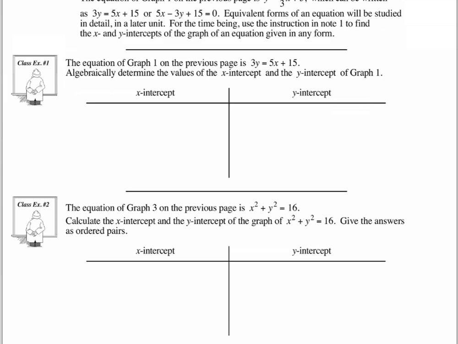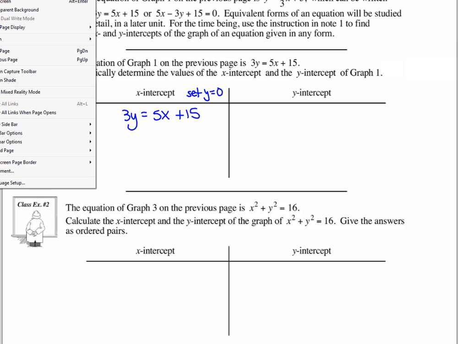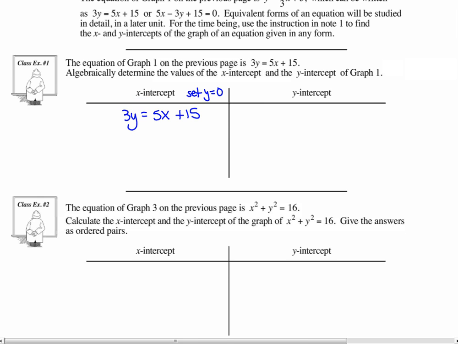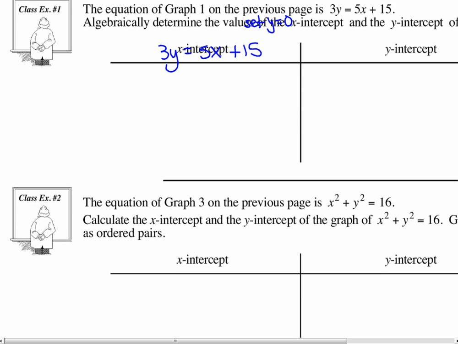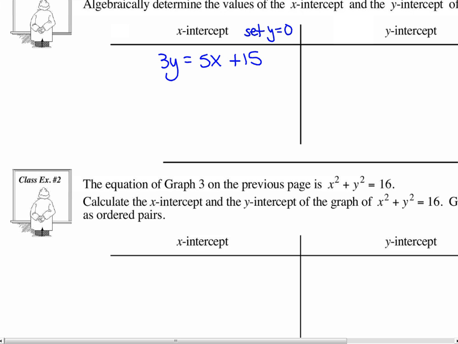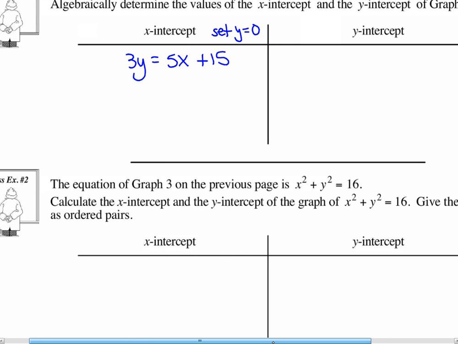So here's an equation. I want the x-intercept. Who's 0? Y. So set y equal to 0. We're going to take this equation of 3y equals 5x plus 15. Let me zoom in. Is that big enough or larger? Those at the back, good?